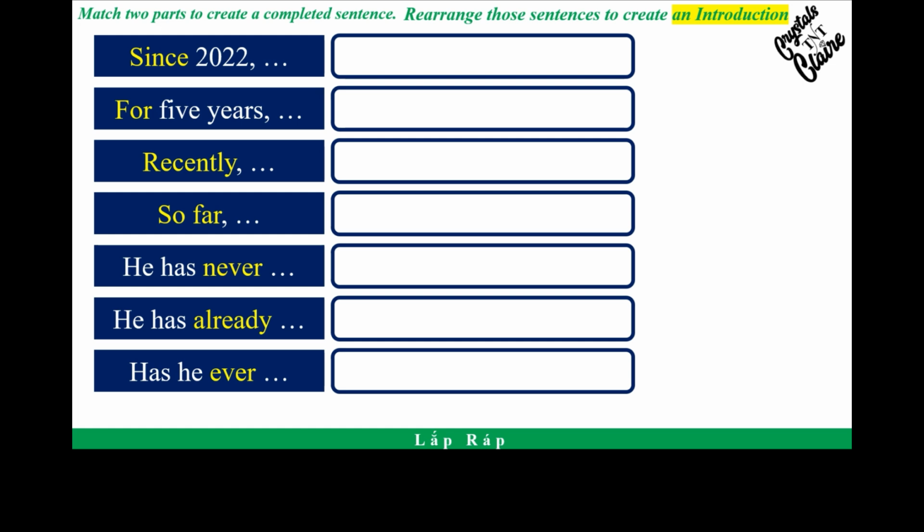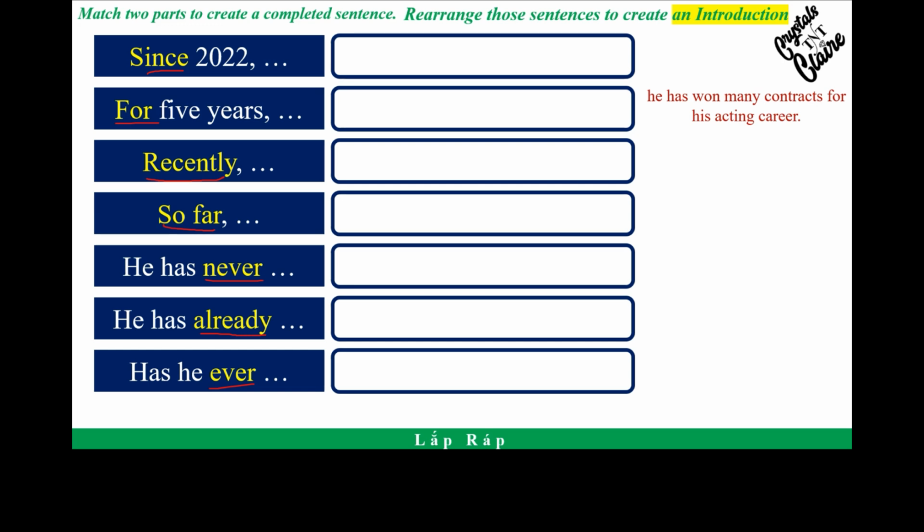Match two parts to create a complete sentence. Rearrange those sentences to create an introduction. Okay. So he has won many contracts for his acting career. So we have some time expressions here: since, từ khi; for, trong suốt; recently, gần đây; so far, cho đến bây giờ; never, chưa bao giờ; already, đã rồi; has he ever, đã chưa, đã từng hay chưa. Rồi, he has won many contracts for his acting career.